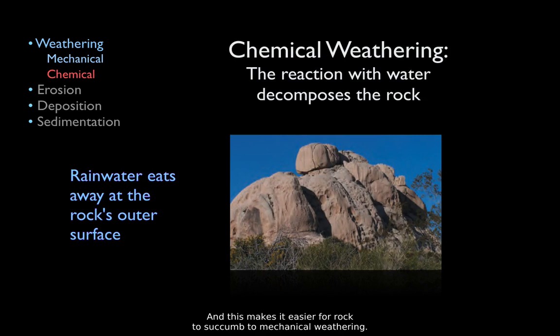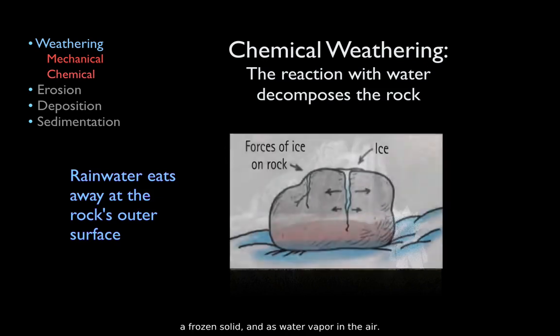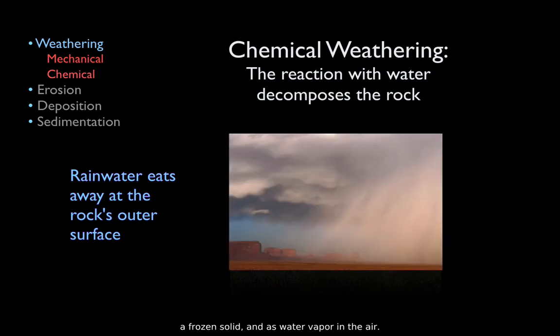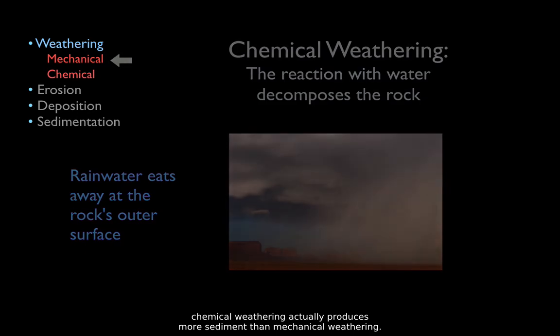And this makes it easier for rock to succumb to mechanical weathering. The primary agent for both mechanical and chemical weathering is water. Water as a fluid, a frozen solid, and as water vapor in the air. Because liquid water and water vapor are everywhere, chemical weathering actually produces more sediment than mechanical weathering.